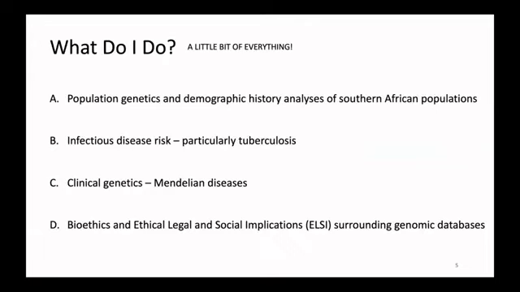So what do I do? I do a little bit of everything, jack of all trades. I started off my career with population genetics and demographic history analyses of Southern African populations. I linked that up with infectious disease risk, particularly tuberculosis. The population genetics and demographic history analyses tie into looking at other clinical diseases, some Mendelian diseases, and then finally I'll chat a bit about my newfound love in bioethics and ethical, legal, and social implications surrounding genomic databases and genomic research in general.